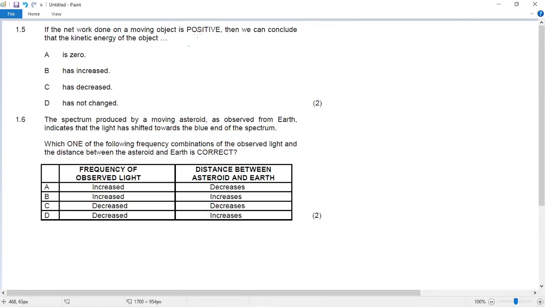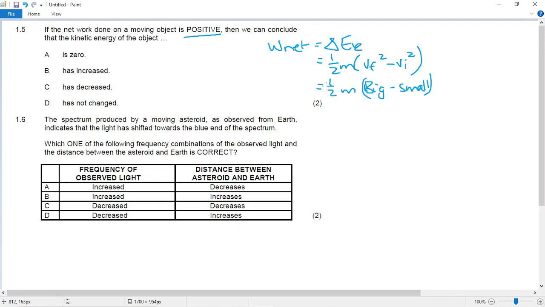Okay, 1.5. If the net work done on a moving object is positive, let's think, what formula do we have for net work? Net work equals delta EK, which is a half m (vf squared minus vi squared). So if this gives you a positive number, it must mean vf is big and vi is small. That is how we will get this to increase. So if the net work done on a moving object is positive, the kinetic energy of the object has increased. Yes, it just works out that way.